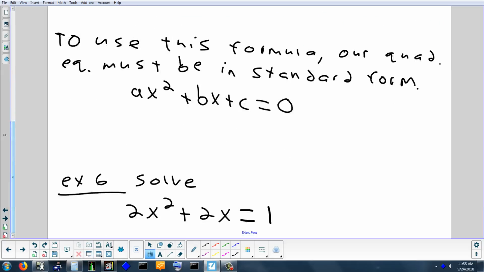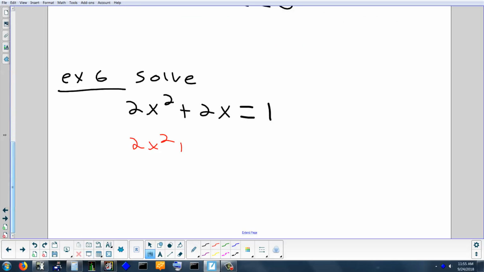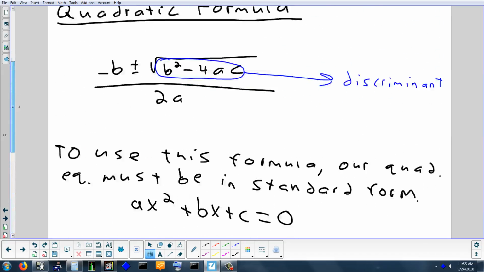2x squared plus 2x equals 1. Yeah? Minus 1. Yep, I'm going to minus the 1. Now, what I usually do off to the side is I just write down what a, b, and c are so I don't forget. So Ashley, what's a in this case? 2. And b? 2. And c? Negative 1. Yeah, just fill a, b, and c into that formula.